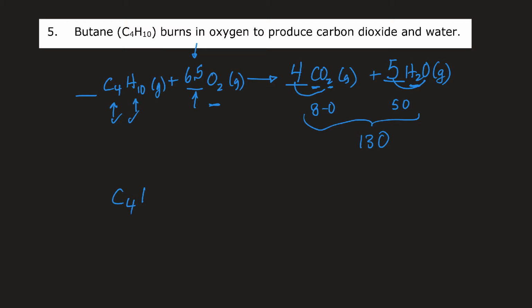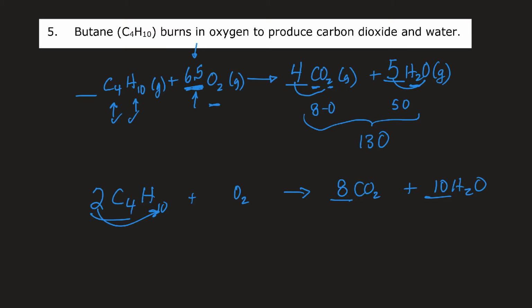C4H10 plus O2 yields CO2 plus water. Okay, and I said I was going to double everything just to get rid of that decimal. So if I double everything, I'll put a 2 here. That gives me 8 carbons, so I need an 8 there. This also gives me 20 hydrogens, so over here I need a 10 to give me the 20 hydrogens.